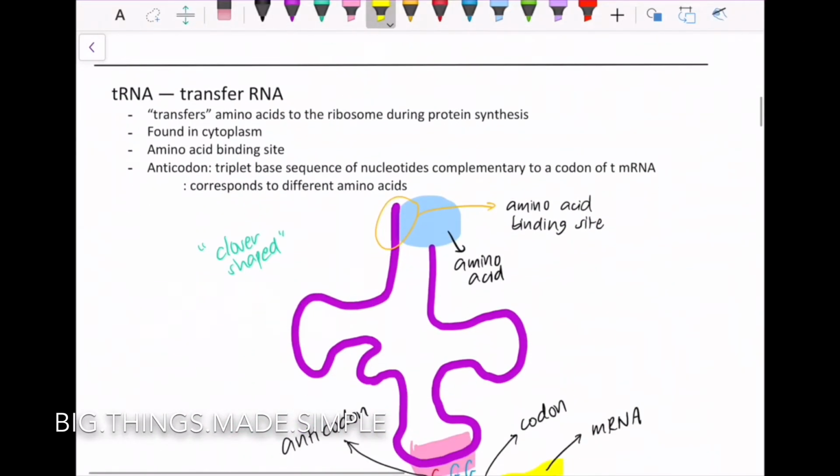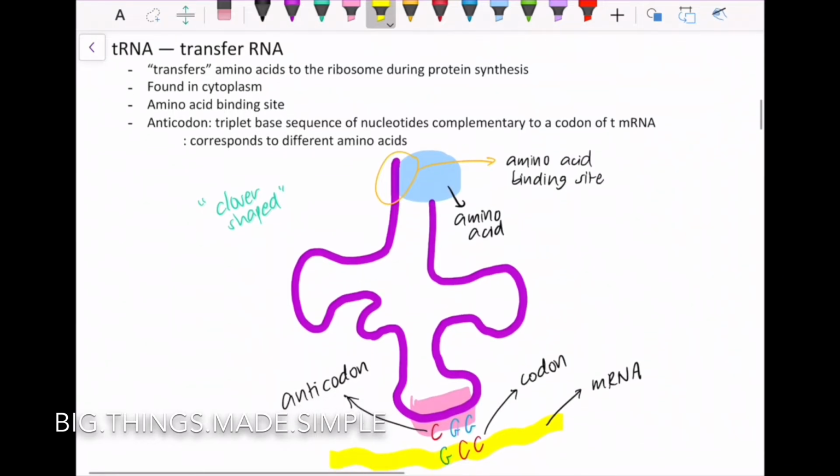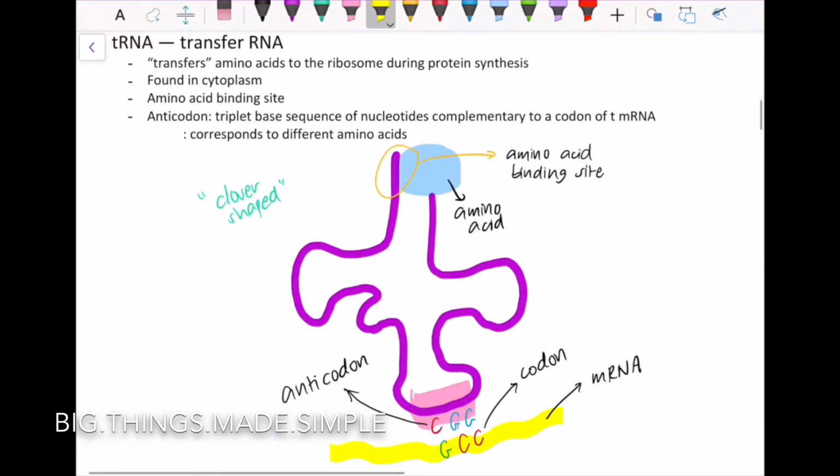Now let's talk about what a tRNA molecule really is. tRNA molecules are transfer RNA molecules, and from the name itself, you can see that they transfer amino acids to the ribosome during protein synthesis. They are all found in the cytoplasm. A tRNA molecule has an amino acid binding site at the end of the molecule, and it brings a specific amino acid which corresponds to the anticodon that the tRNA molecule has.